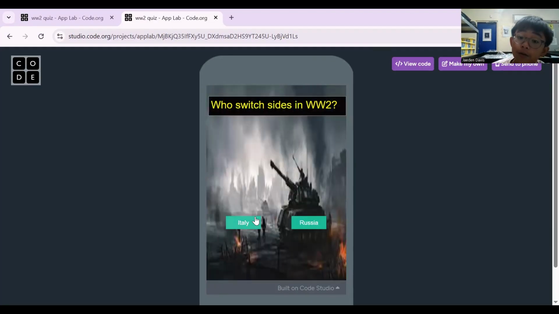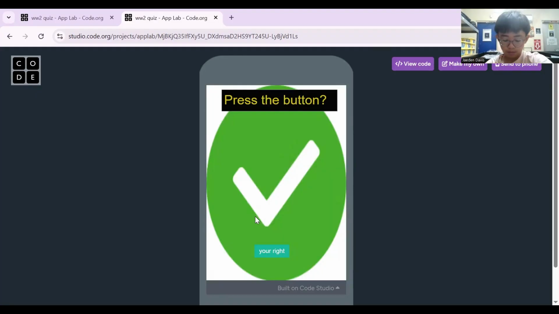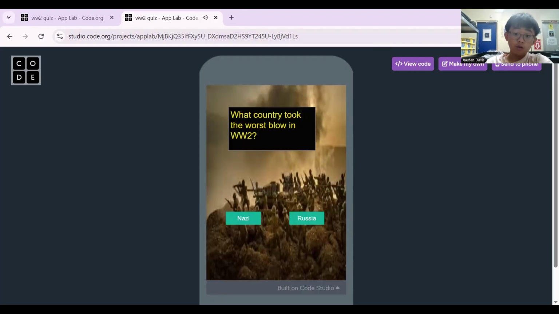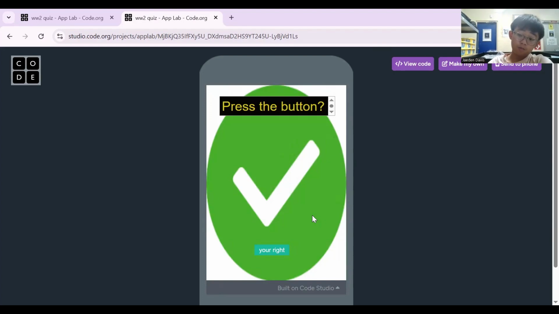Who switched sides in World War II? Italy. You're correct. Badoglio initially pledged to continue the war as Germany's ally, but was secretly negotiating with the Western Allies. After that, who took the worst blow in World War II? Russia. You're correct. There were many factors that led to the collapse of the Soviet Union, including political policies, economics, defense spending, and the Chernobyl nuclear disaster.